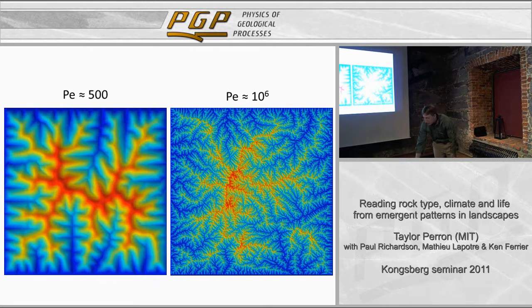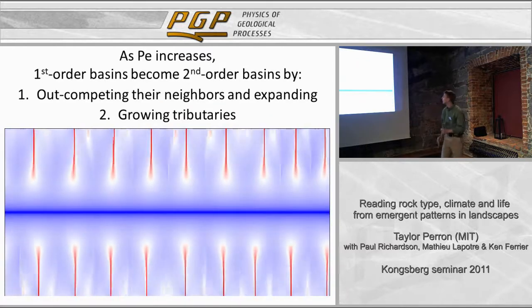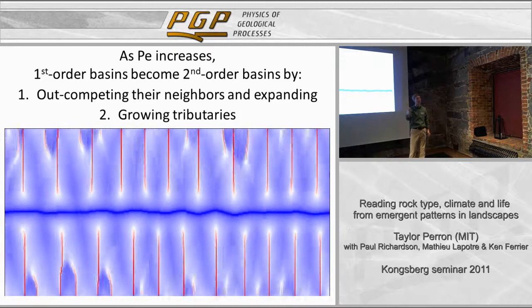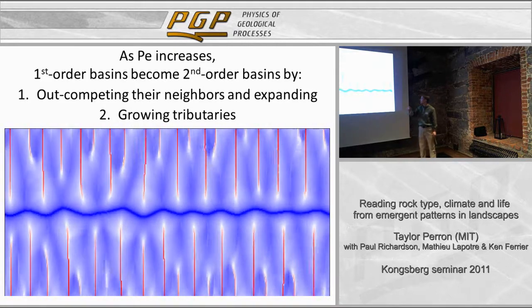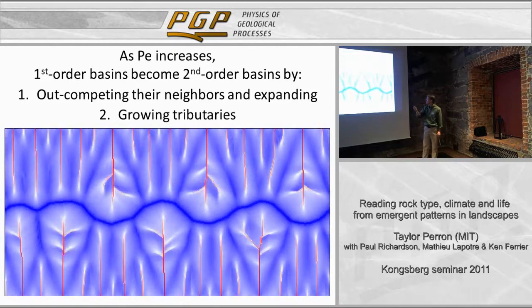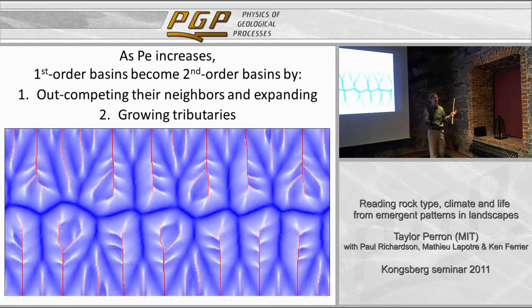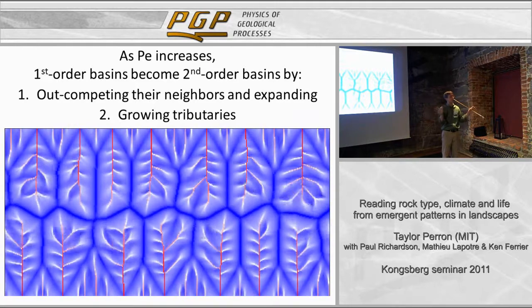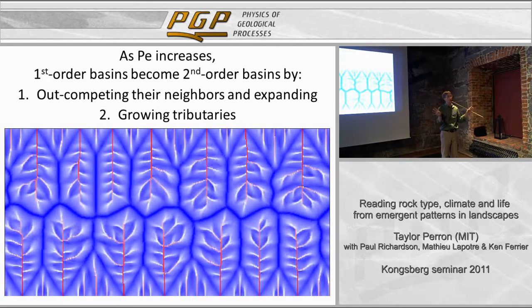So let's play another game here and just start with some first order drainage basins in red here and just keep turning up the knob on the Péclet number over time. And you're going to see a transition here where eventually some of the basins widen at the expense of their neighbors as they compete for drainage area. Once they do that, they develop tributaries, and then they become second-order drainage basins.